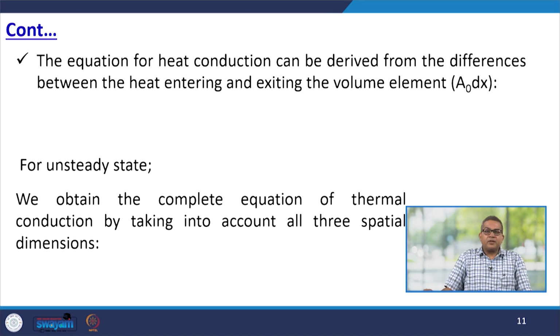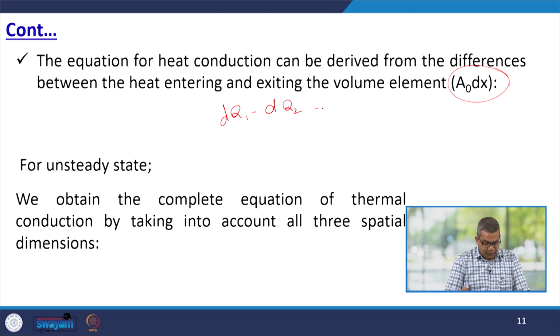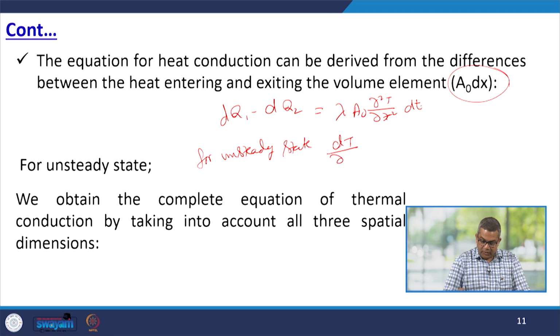The equation of heat conduction can be derived from the difference between the heat entering and exiting the volume element, that is A naught dx. So it can be represented as dQ1 minus dQ2 equals lambda A naught del 2T over del x2 dt. For the unsteady state, del T over del t is not equal to 0.